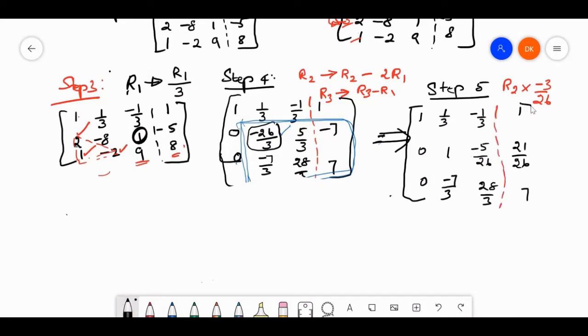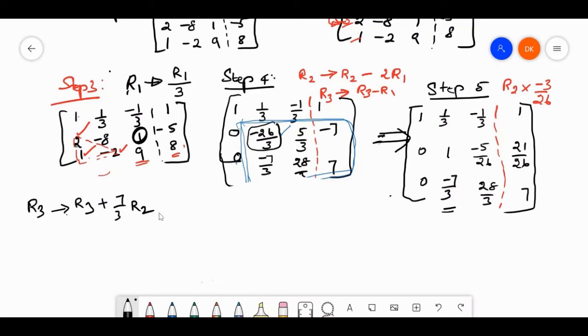So then another step is, what we are going to do is next I have to make this as 0. I have to make this as 0. So what I have to do? For that, R3. Okay, so that will give R3 plus 7 by 3 into R2, plus 7 by 3 into R2.